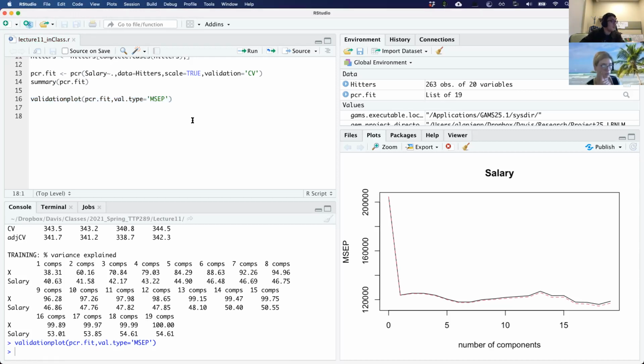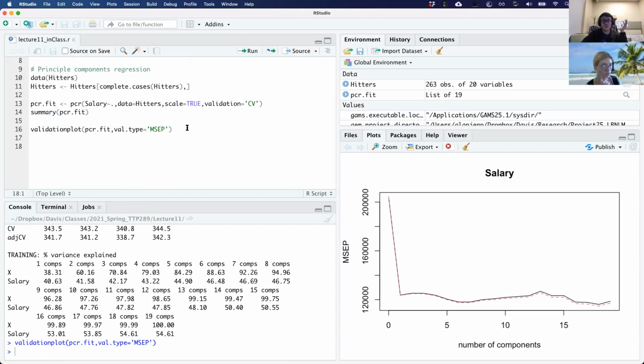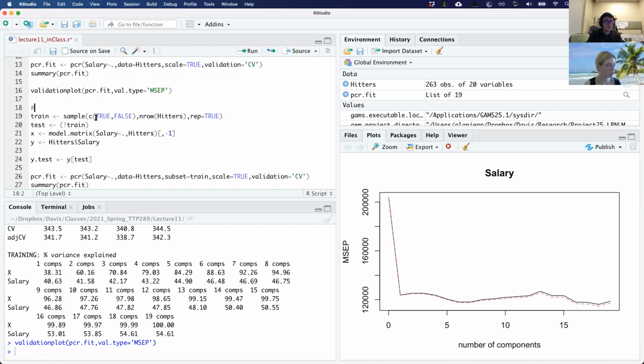So I believe that the built-in version uses a version of in-sample cross-validation. And so if I wanted to do some out of sample validation, I can do something like this. So I'm just going to copy and paste this over. So this is out of sample validation for selecting the number of components.